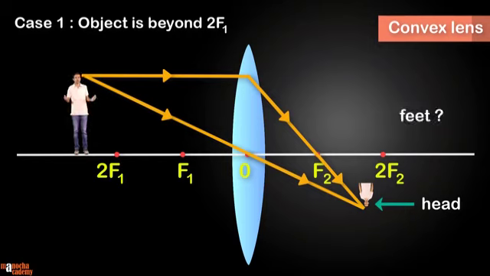So where is the feet of my image? It's on the principal axis. So you don't need to draw the light rays for the bottom of the image.